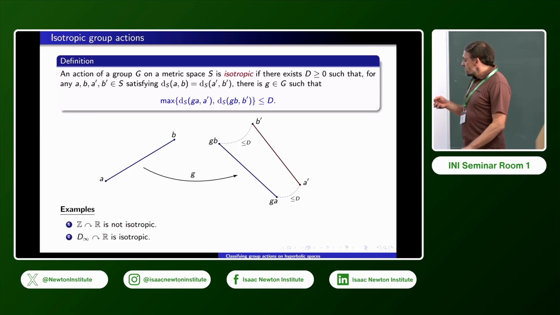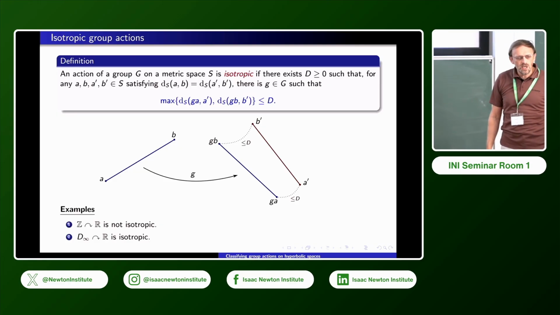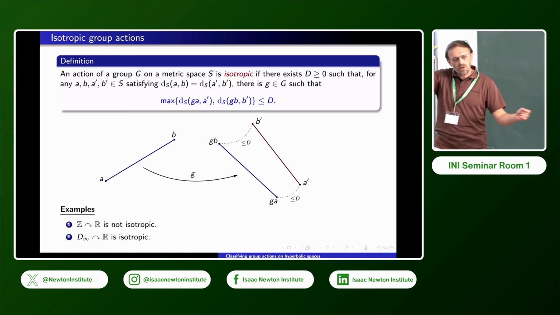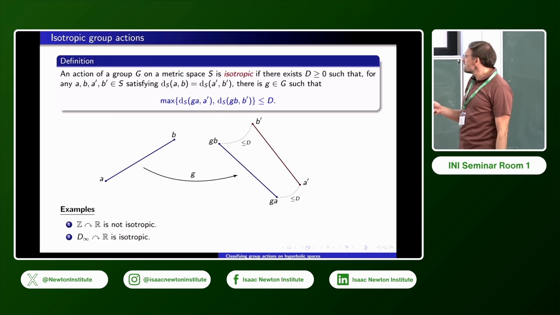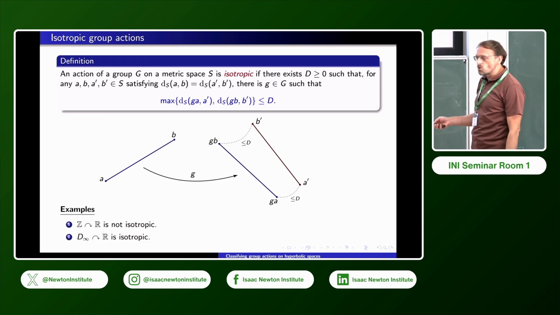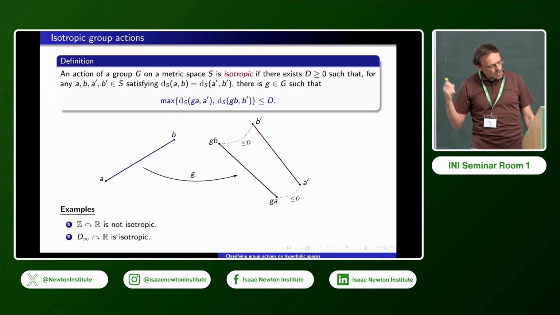Here are some examples. So the action of Z on R is very close to being isotropic, but it's not isotropic because you cannot reverse the orientation, right? Now, if you consider the action of the infinite dihedral group, which has this involution that reverses the orientation, well, this one is isotropic.